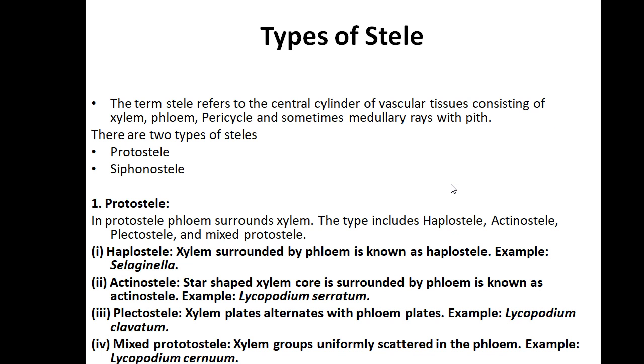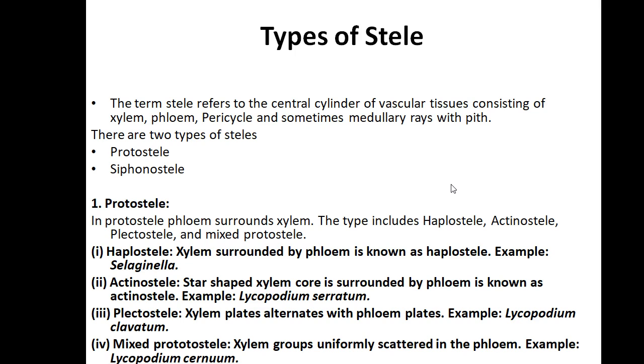Types of stelae. The term stele means the central cylindrical region of the plant, that is, the vascular tissue consisting of xylem and phloem. If you take a transverse section or cut section of the plant, in the middle part you will get xylem and phloem. It is also called pericycle. So xylem and phloem are collectively called pericycle.